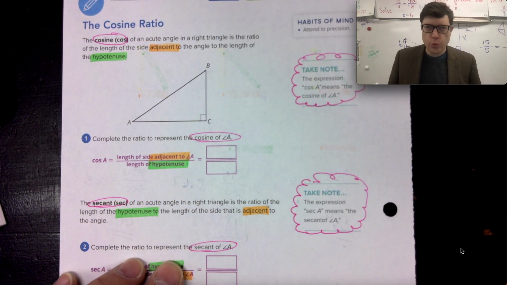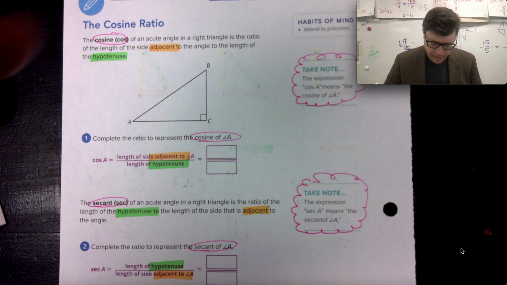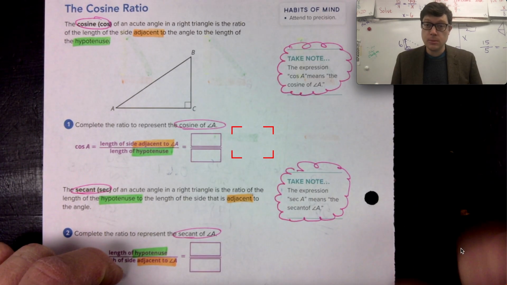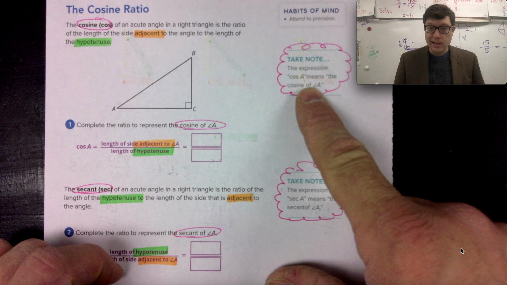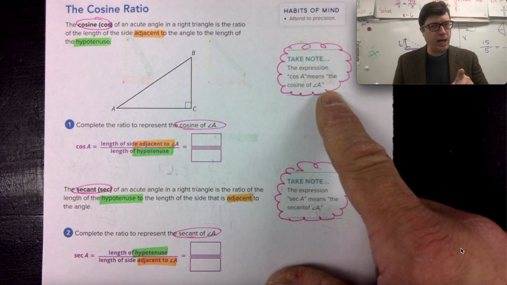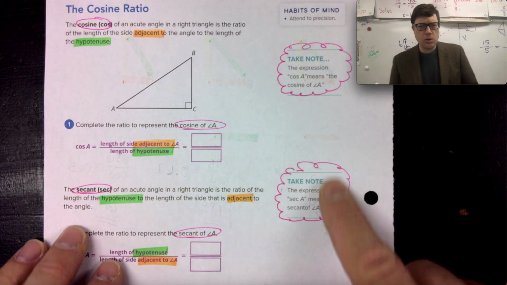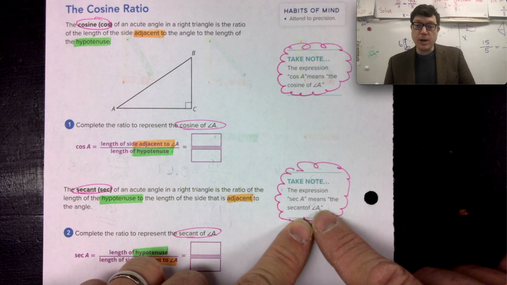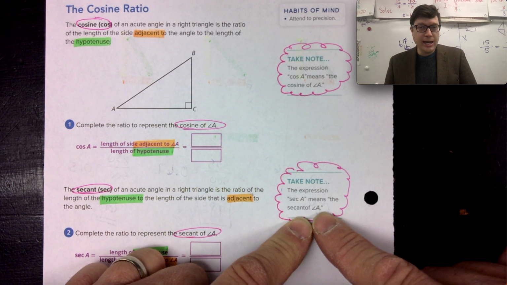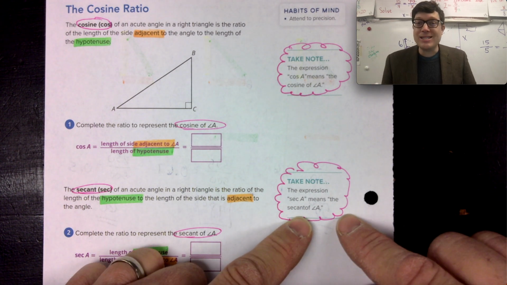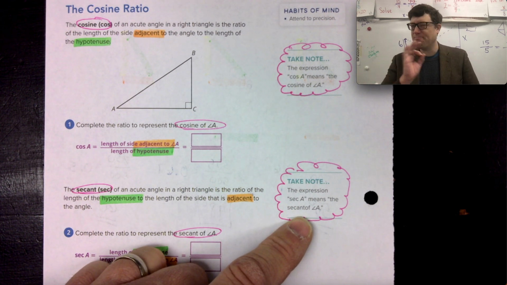The cosine ratio can be abbreviated as cos A. But say cosine of angle A; saying cos A sounds like you don't know what you're talking about. Also, I'm going to point it out down here, the expression sec A means the secant of angle A.